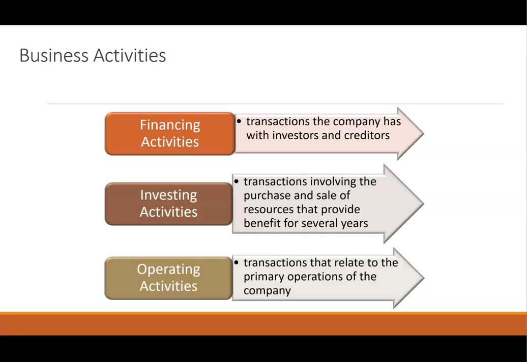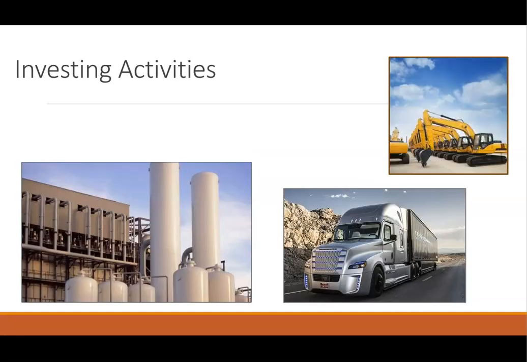So every transaction a business is engaged in will fall under one of these activities: financing, investing, and operating. And know that most day-to-day activities of a company would be under operating. Financing is borrowing or receiving income from angel investors or stockholders, and investing is the purchase and sale of long-term assets. So financing would be issuing stock, or borrowing money, investing, the purchase and sale of long-term assets, those assets that are going to last for over 1 year.